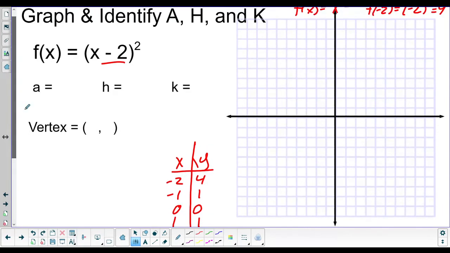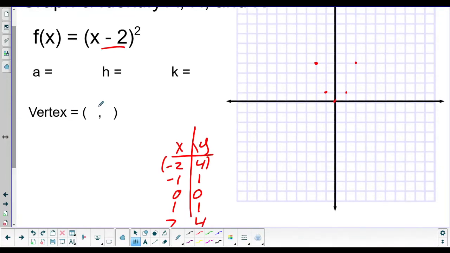So let's go plot these. These are ordered pairs. So negative 2, 4. 1, 2, 1, 2, 3, 4. There's 1 point. Negative 1, 1. Left 1, up 1. 0, 0. 1, 1. And then 2, 4.